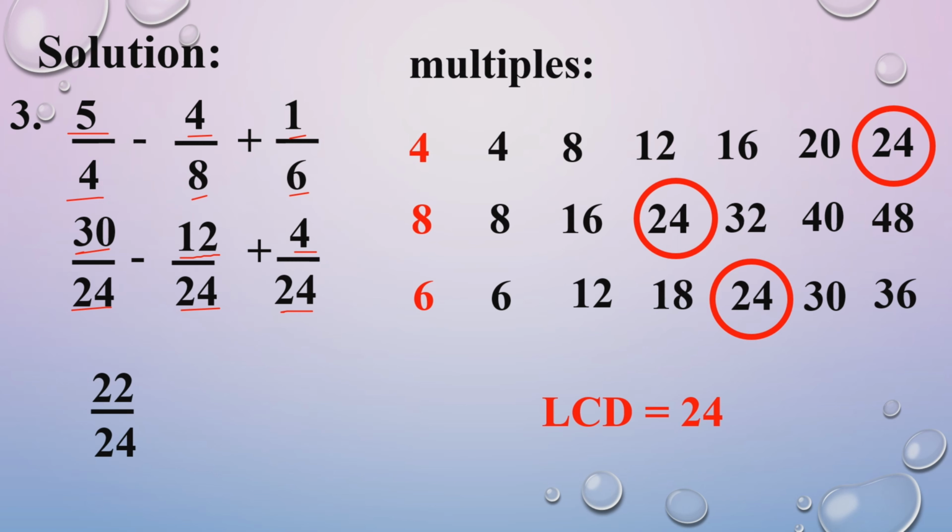And since we can simplify that, let us divide 22 and 24 by 2. So we have 11 over 12. That is our final answer.